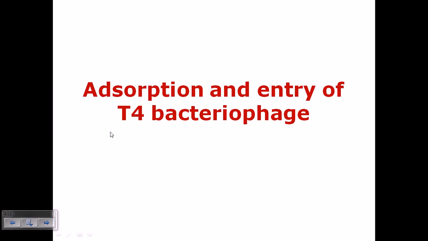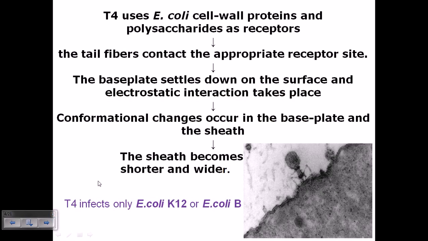So first let's talk about the adsorption and entry of T4 bacteriophage inside the host cell. Now remember, whenever we're talking about entry of T4 bacteriophage inside the host bacteria, we are talking about the entry of its DNA, not the whole phage. Now in this case, T4 uses E. coli cell wall proteins and polysaccharides as receptors. So the receptor-mediated interaction with the surface of E. coli helps them to attach to the bacterial cell surface.